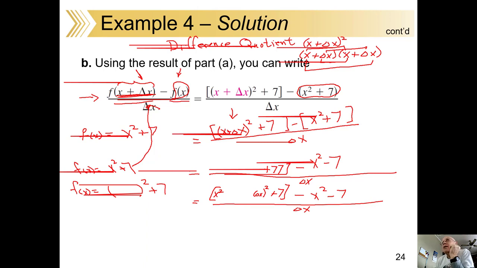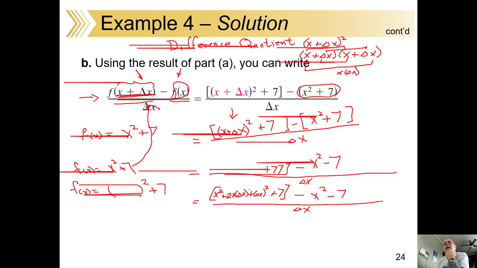First times first, that was the x squared. Last times last is the delta x squared. And I've got the outside and the inside, and they happen to be the same thing. Both of those are going to give me x delta x. Since I've got two of them, then down here I'll have 2x delta x. I hope this doesn't mess up for me. Yeah, that's what I've got.